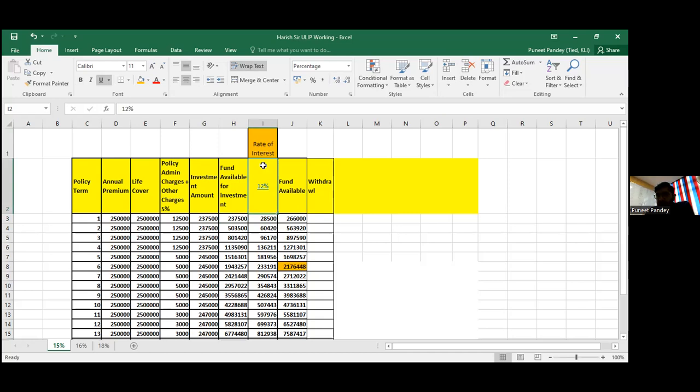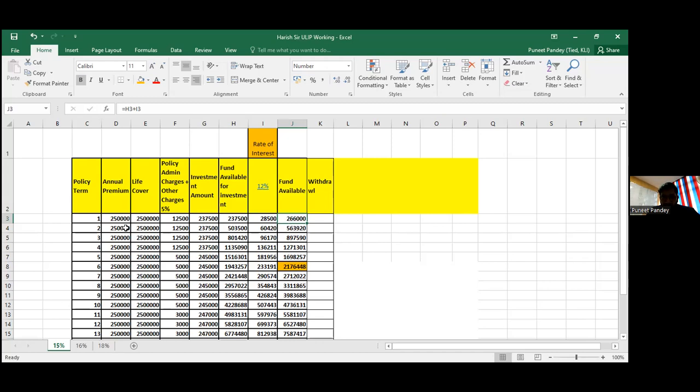I am just calculating at the rate of 12%. So, first year his fund received 28,500 rupees at the rate of 5,000. So, fund value, it is 2,66,000. Sorry, 2,66,000 is the fund value which is available.